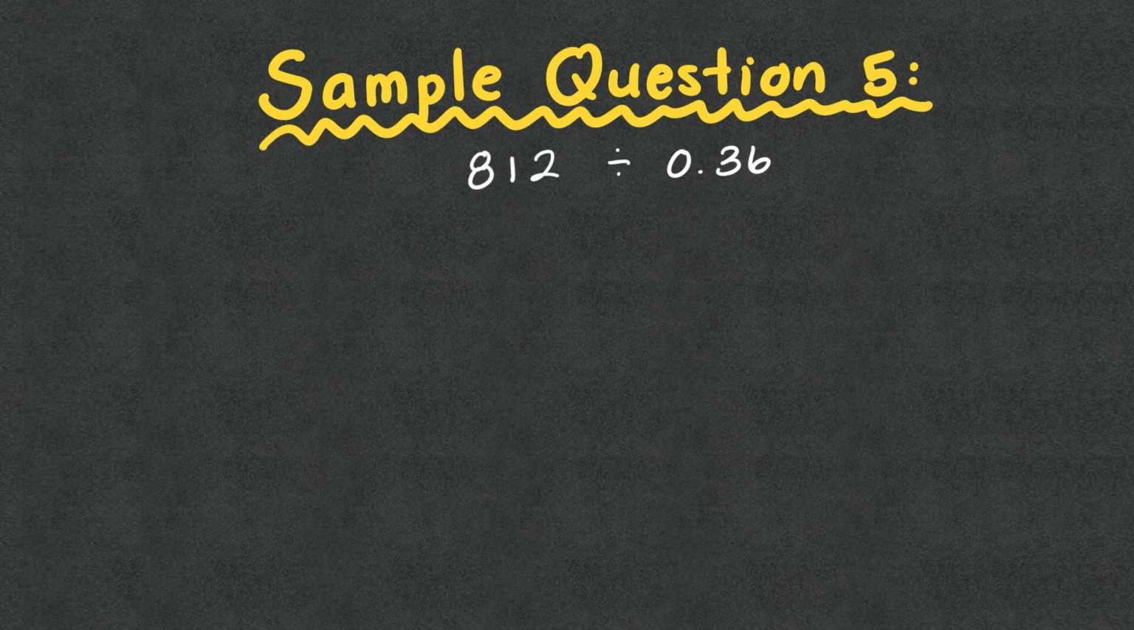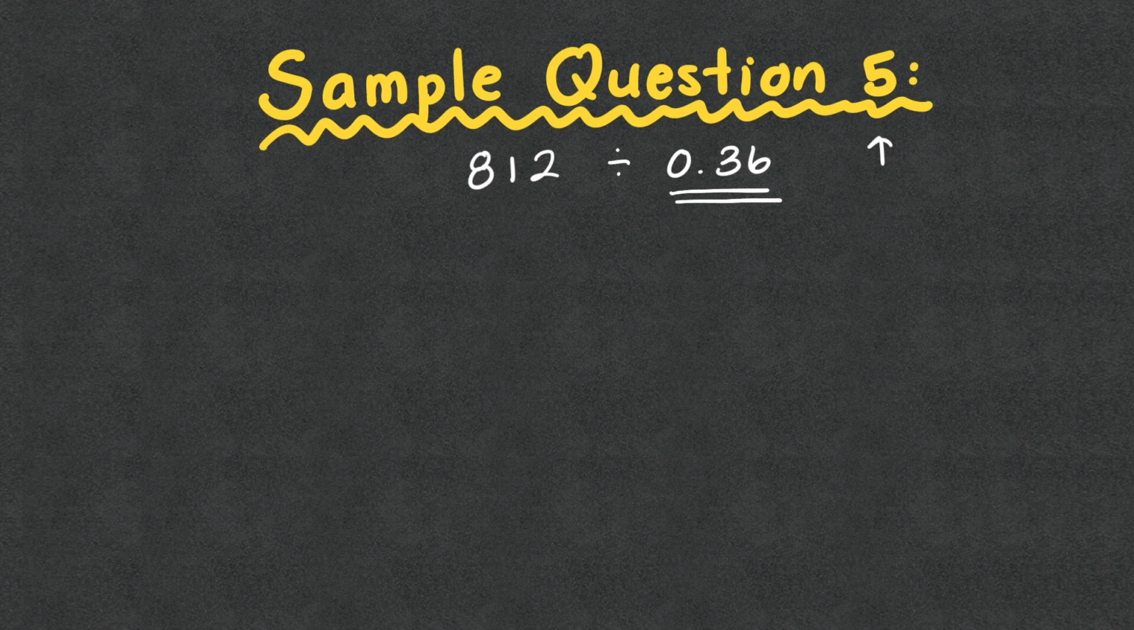Sample question 5. We have 812 divided by 36 hundredths. One of the things to think about is, is my answer going to be larger or smaller than this? We do notice that we are dividing by 36 hundredths. That is a decimal that is less than 1 whole, so it is the opposite of what we're used to. Division usually to us makes numbers smaller. In this case, it is going to make it larger.